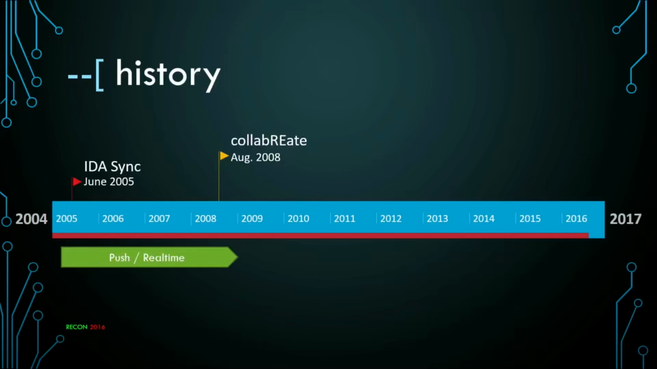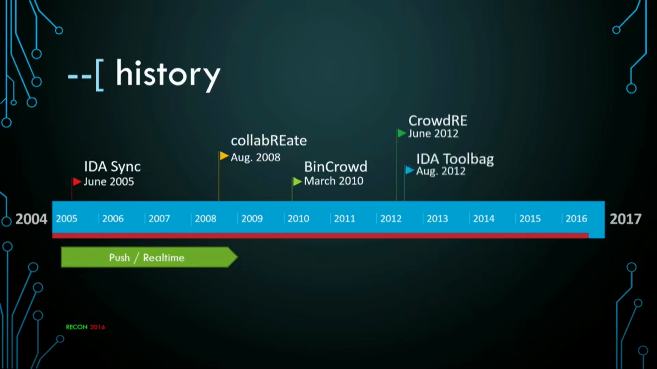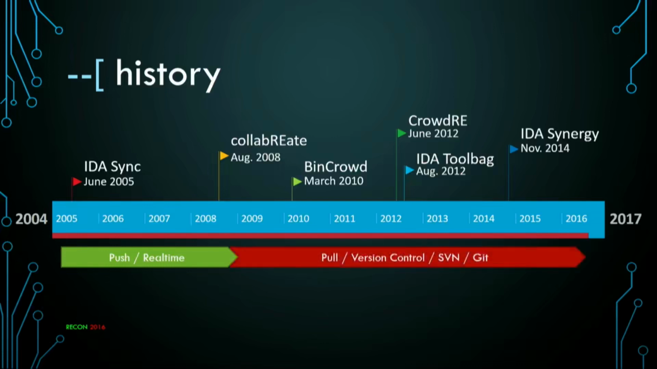So what's interesting about these two projects, though, is that this was way back, and these projects were attempting real-time syncing. They were kind of what we call a push-based model, but then we started seeing other solutions coming through, such as BinCrowd and CrowdRE, IDA Toolbag, IDA Synergy. And all of these solutions were pull/version control, SVN, Git-based. You would commit or push your changes up by hand, and other people would have to pull them down by hand.